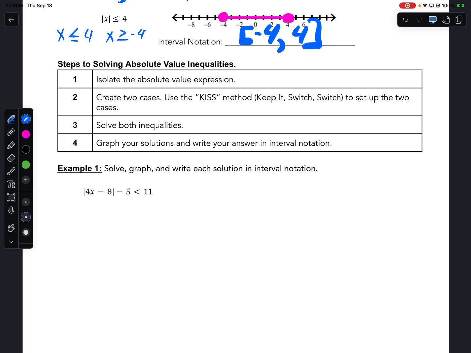Okay. So what do we have to do first? What's the first step say? First step is, isolate the absolute value. So what do I have to do? I've got to add 5 to both sides. I'm isolating the absolute value. Okay? We get 4x. Then I'm going to write my 2 cases, so I can skip some steps because a lot of steps get irritating. So 4x minus 8 is greater than negative 16.